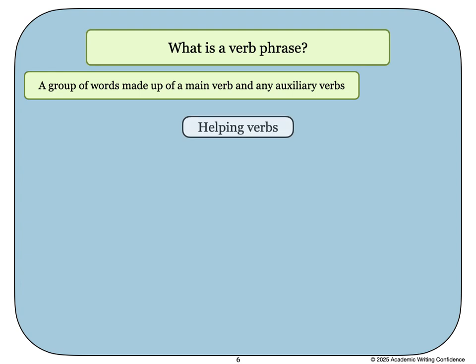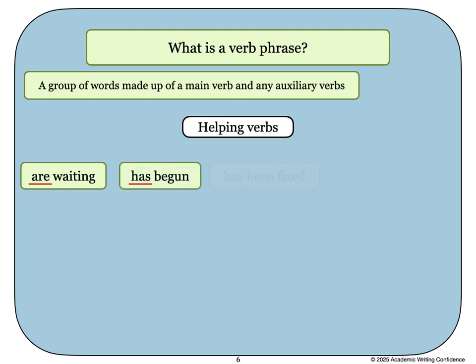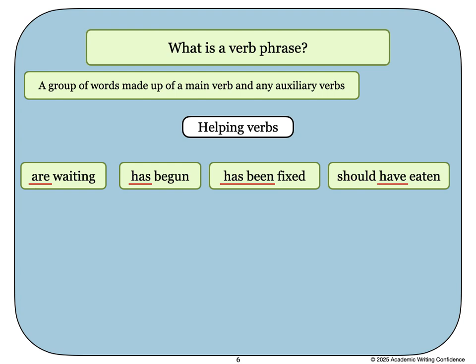Let's first look at a few helping verbs that can be used to make a verb phrase. Are waiting, has begun, has been fixed, should have eaten. These are all examples of helping verbs added to a main verb to make a verb phrase.